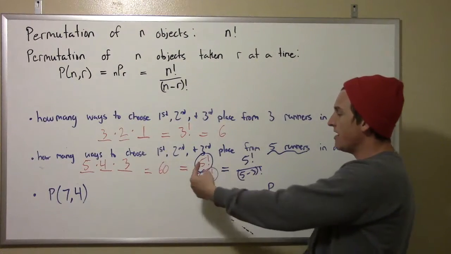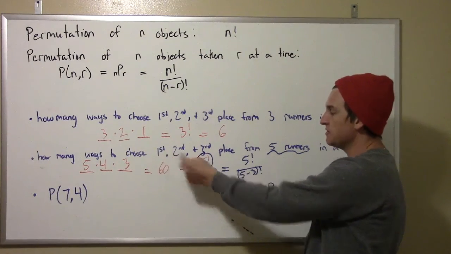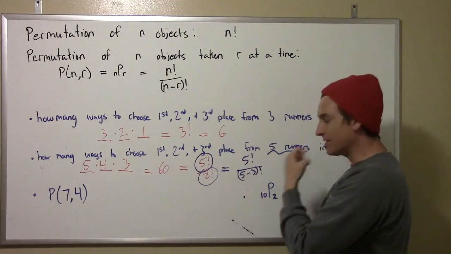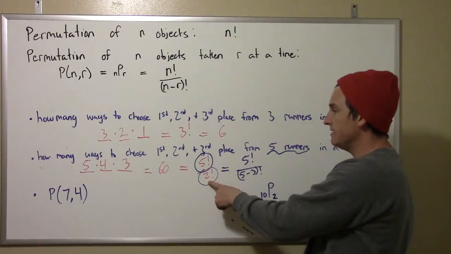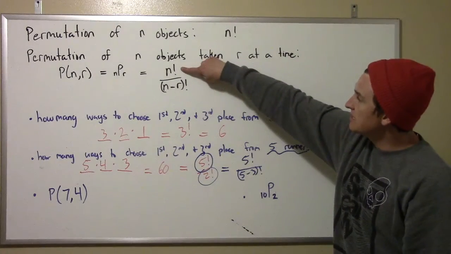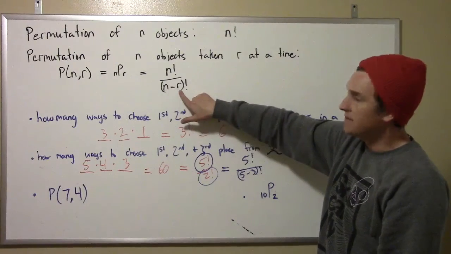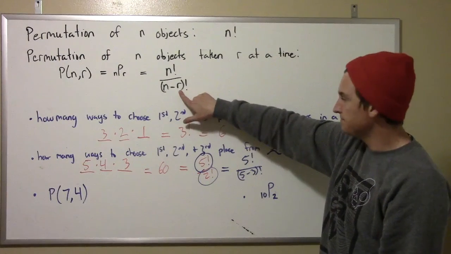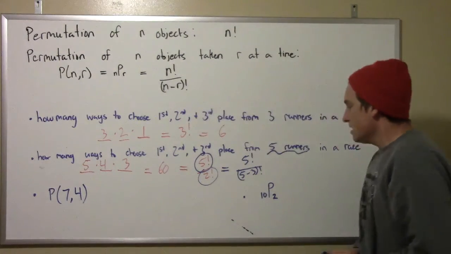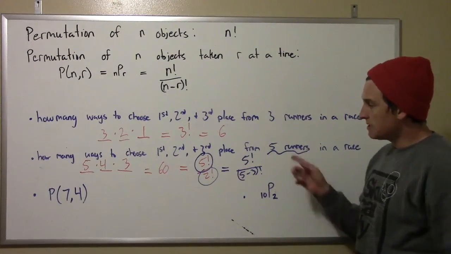Okay, so I have 5 things to choose from. I have 3 things I'm going to choose. The difference is 2. That's going to go on the bottom, right? And so this is how we represent that. Number of things to choose from, and the difference of the number of things to choose from and the number of things we're choosing goes on the bottom. Okay? So that's kind of what's going on there. 5 minus 3 factorial. So let's look at this guy.